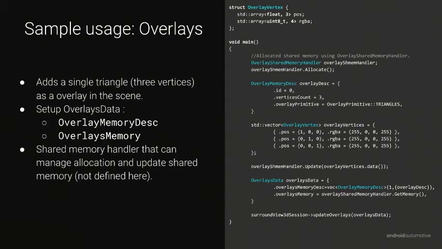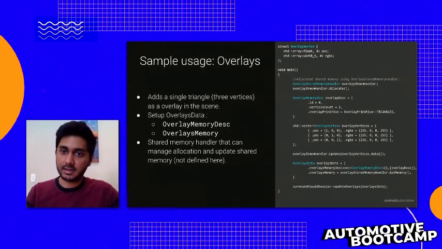Since we have a single object, we just have one overlay memory descriptor here. And then the overlays memory, which is going to be the pointer to that shared memory that the application has set up, and that gets called with the update overlays. So in this way, now the scene will be set up to have a triangle in that 3D scene, and while the view changes or the user navigates, that overlay is going to remain in that scene until the application refreshes it. And that is how a simple triangle is set.